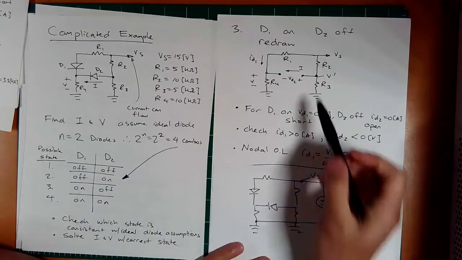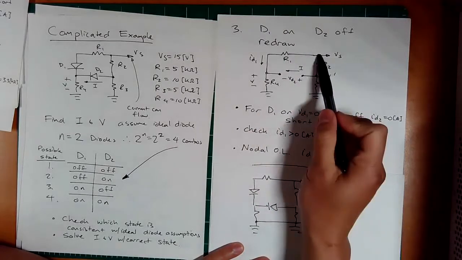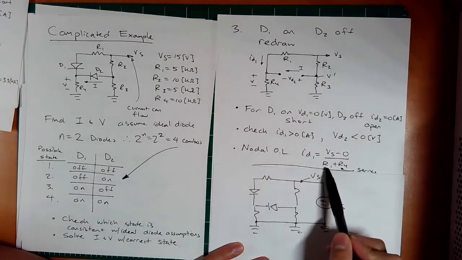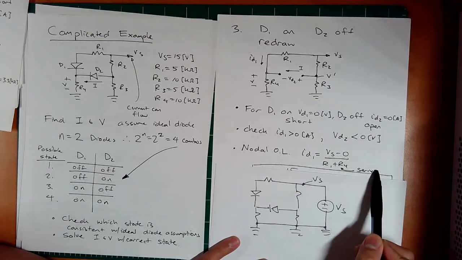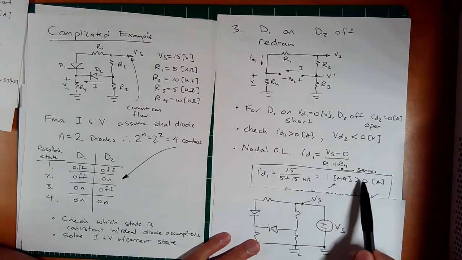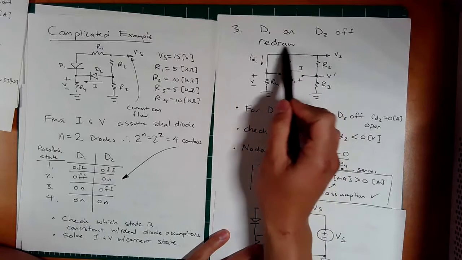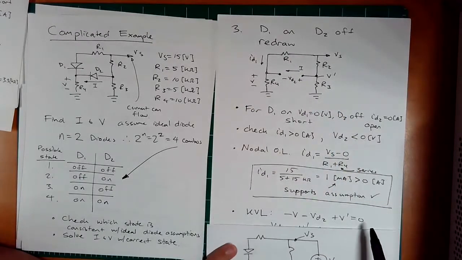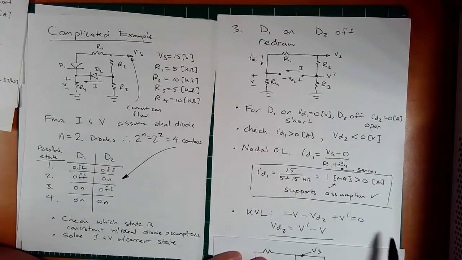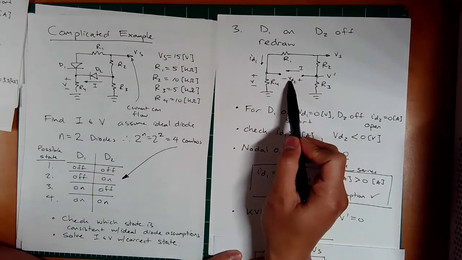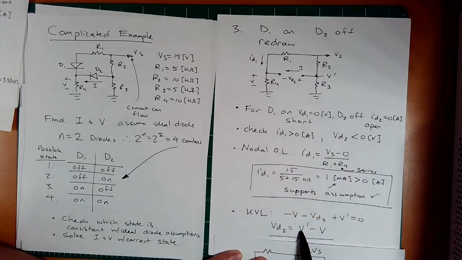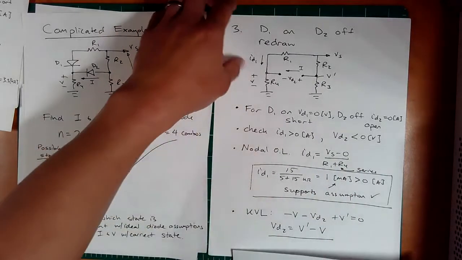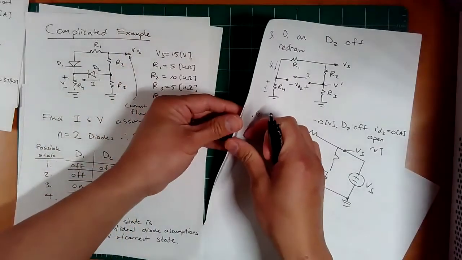Okay, so we'll do a nodal Ohm's law in here. So it's Vs minus 0 over the series of R1 plus R4. Good, I put series here. And I end up getting 1 milliamp, which is positive. Yay, this supports our assumption. Okay, so diode 1 is okay. What's the next step? So by KVL, I know that this VD2 is V prime minus V. Good, V prime minus V. Good. And then let's go to the next step here.